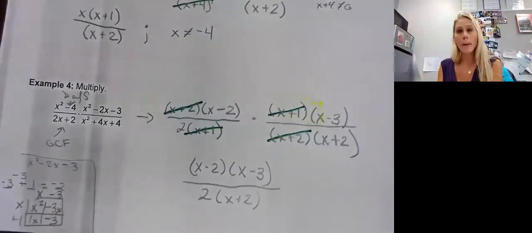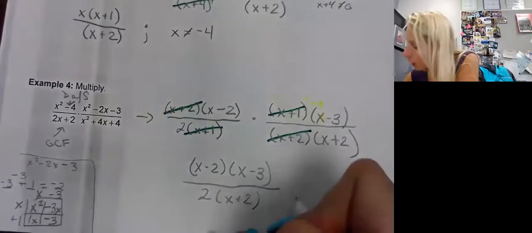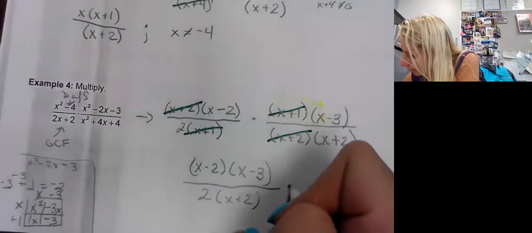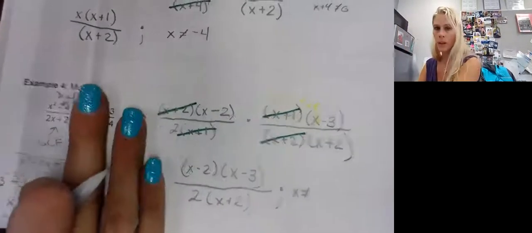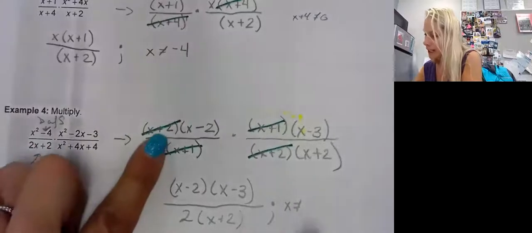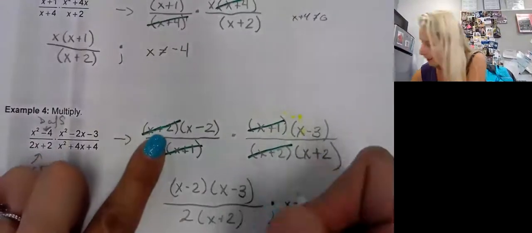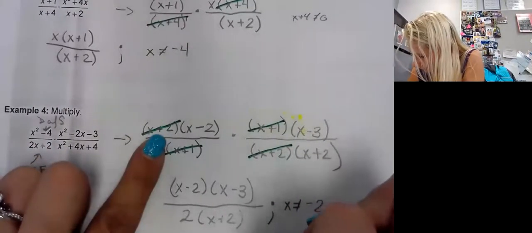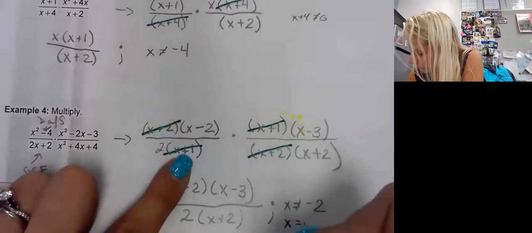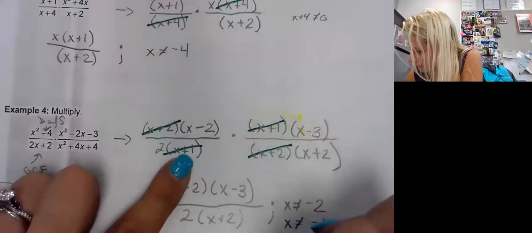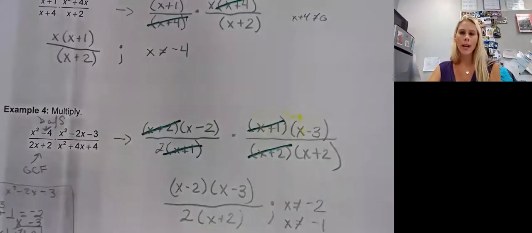What do I need to remember? I need to remember to include what we got rid of. So x cannot equal, well, let's look at this one first, x plus 2. What makes that 0? Negative 2. And on the other one, x plus 1, what makes that 0? Negative 1. And we're done.